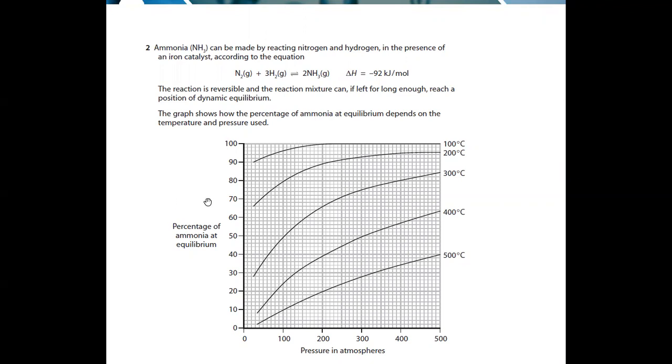So you look at the graph. On the y-axis, this is the percentage of ammonia, the ammonia product. On the x-axis, you have the pressure of the environment. And then you have different graphs for different temperatures.